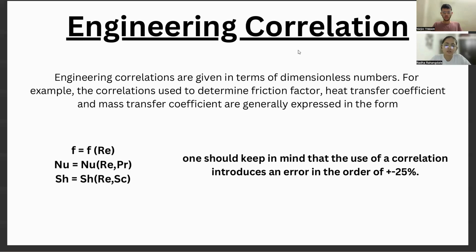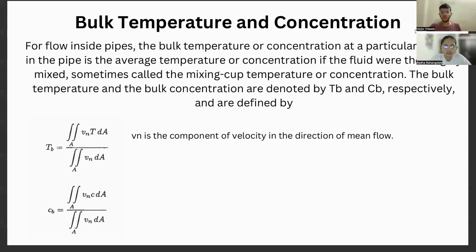Nusselt number is a function of Reynolds number and Prandtl number, and Sherwood number is a function of Reynolds number and Schmidt number. Now moving forward, the reference temperature and concentration.